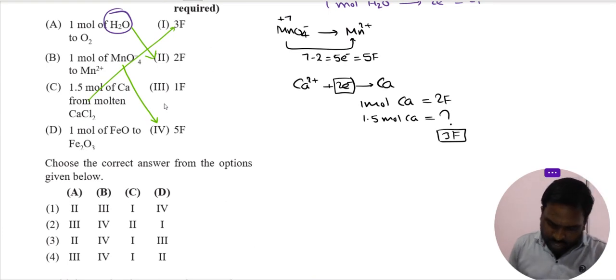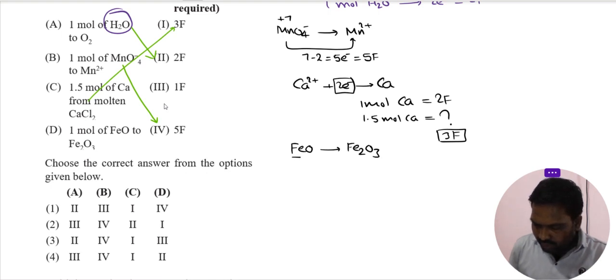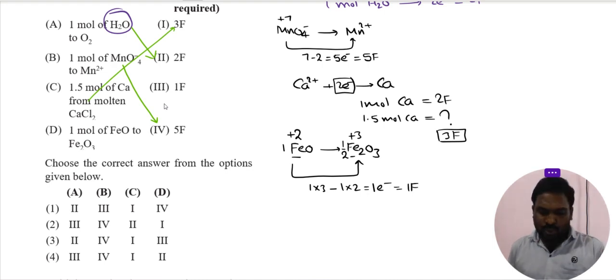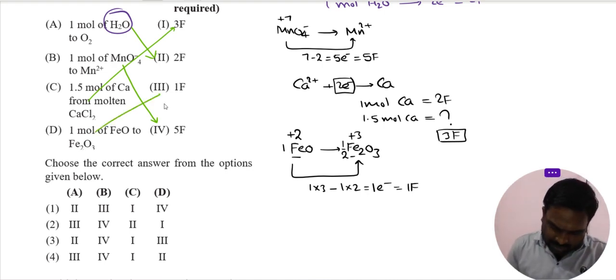Now FeO is converted into Fe2O3. Since 1 iron is involved, you have to take the other side also 1 iron. Of Fe2O3 means 1 iron. Oxidation state of iron here is plus 2, here plus 3. Then higher minus lower, 1 iron into 1, that is 1. So 1 mole, 1 electron means 1 Faraday. So it is matched with 3.